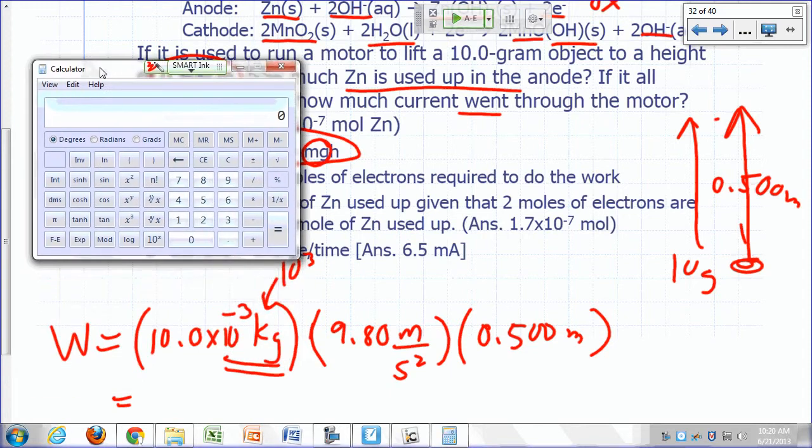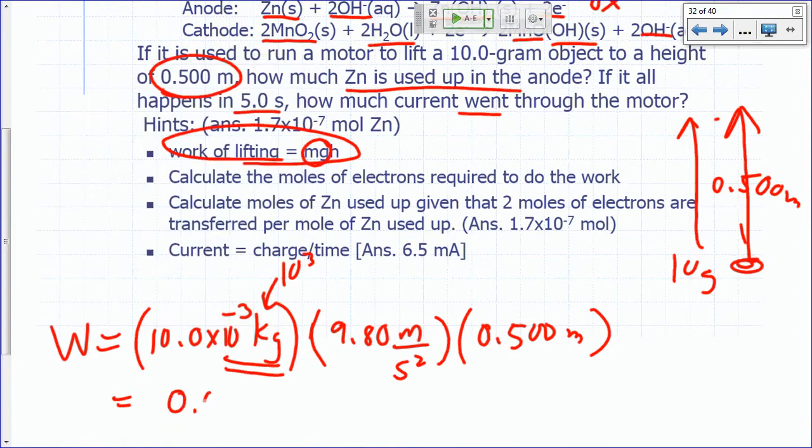10 times 10 to the negative 3 is 0.01, right? Times... 0.01 times 9.8 times 0.5, 0.049 joules, okay? A kilogram meter squared per second squared is a joule. That is the work that you need to do, okay?